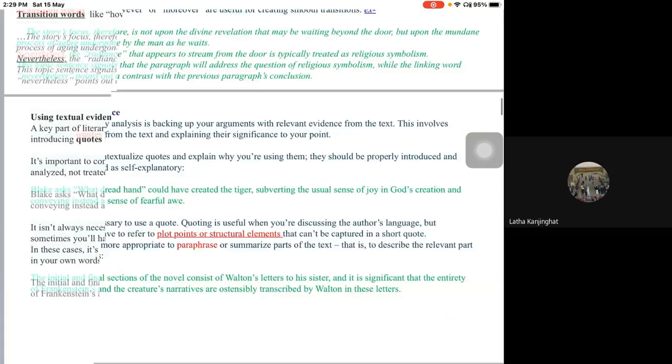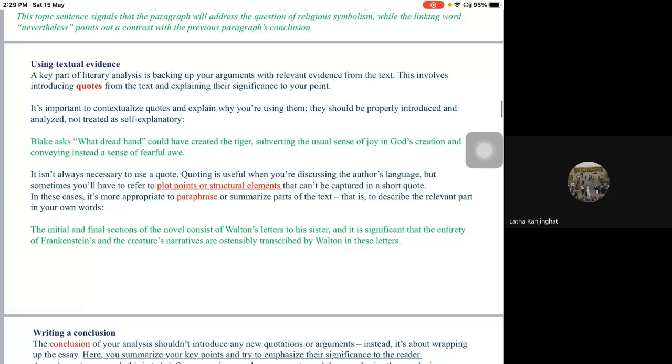Then, using textual evidence. A key part of literary analysis is backing up your argument. Literary analysis is the kind of questions that you're asked, right? Whether it is to analyze a novel from a certain perspective, or analyze characters, relationships between characters, all of this, you're doing literary analysis there. So a key part of literary analysis is backing up your arguments with relevant evidence from the text. This involves introducing quotes from the text and explaining their significance to your points.